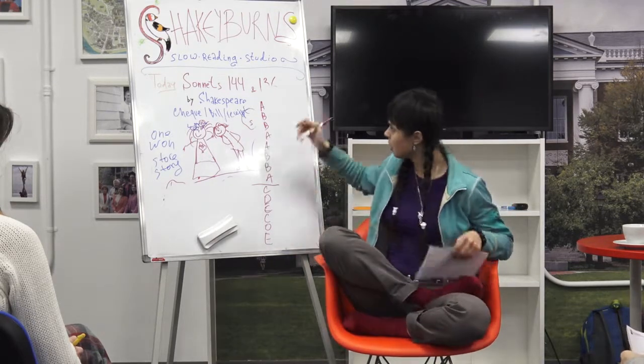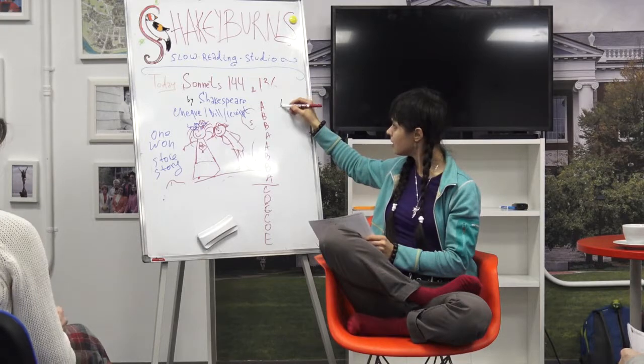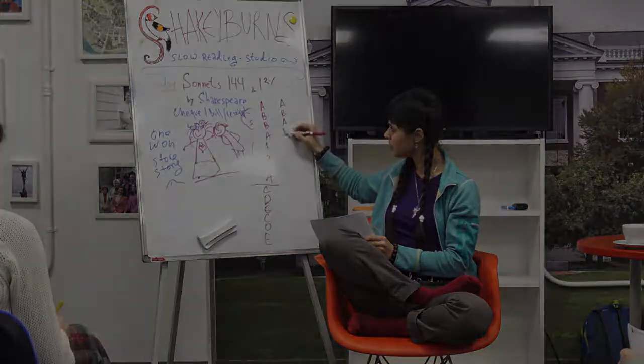In Shakespeare, what do we have? We have A, B, A, B. Okay, then thank you very much for coming.